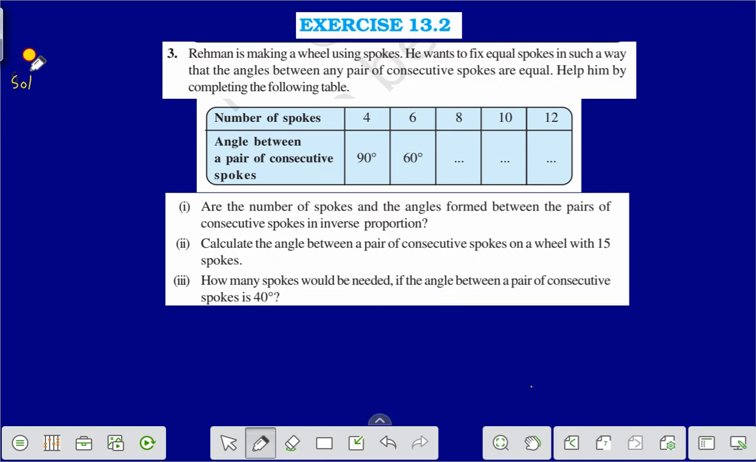First, here you see, when the number of spokes increases, the angle between a pair of consecutive spokes is decreasing. That means they are in inverse proportion, right? The first question is, are the number of spokes and the angles found between the pairs of consecutive spokes in inverse proportion? The answer to question number 1 is yes.